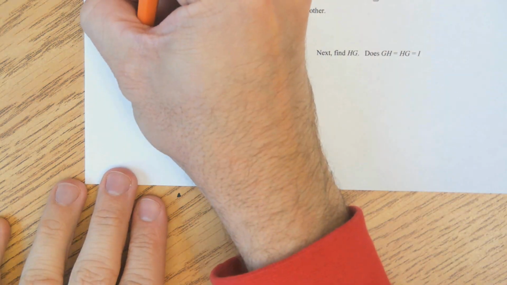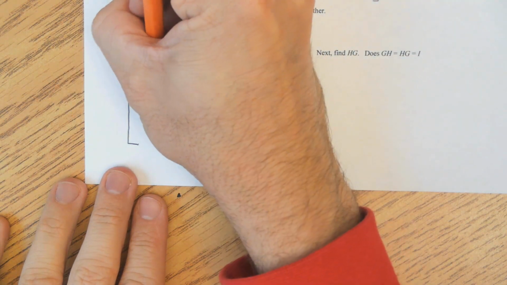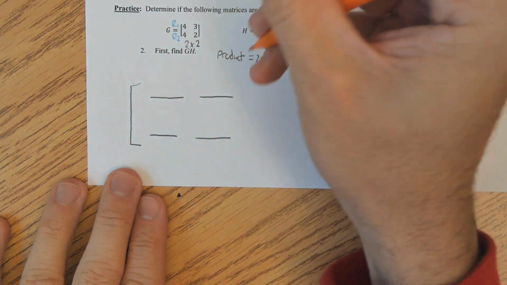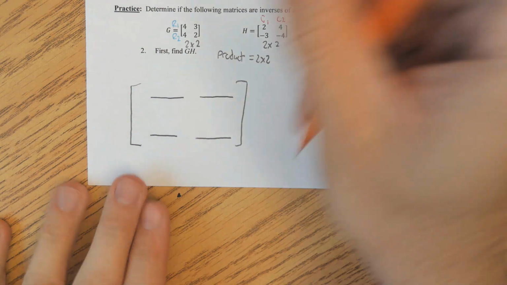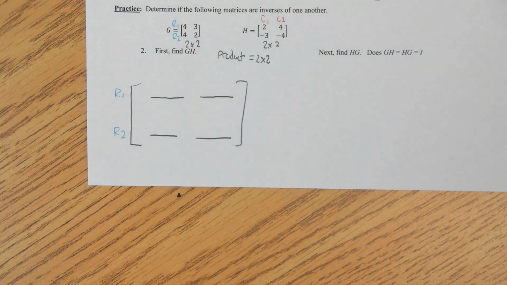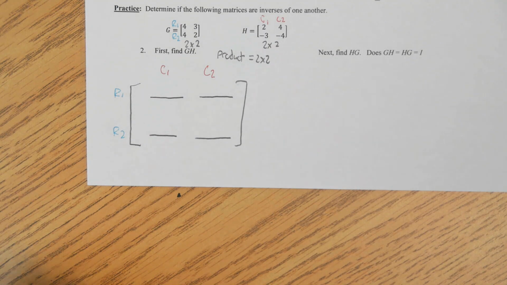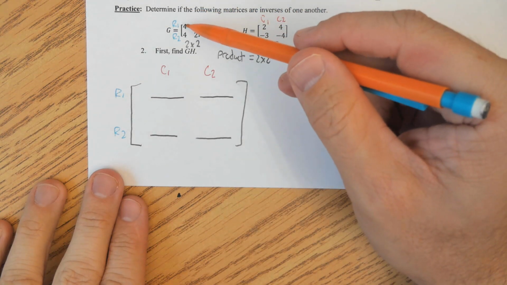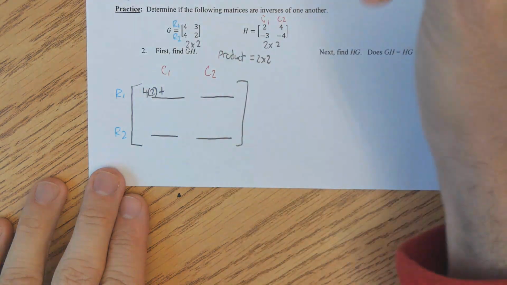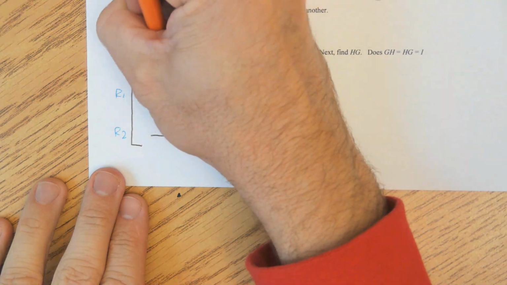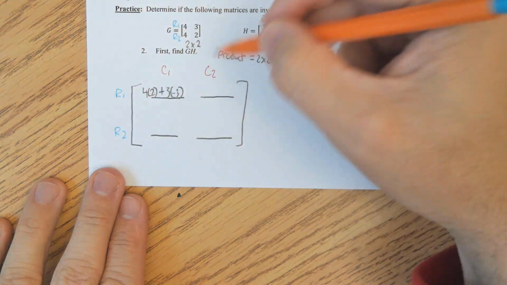Okay, so let's draw out our product matrix here. Give me some space. And here we go. So we're going to go row 1, row 2, column 1, column 2. And here we go, same process again. We'll go a little bit quicker this time because we've been doing this now for 3 days. So 4 times 2 plus 3 times the negative 3. So that's row 1, column 1.